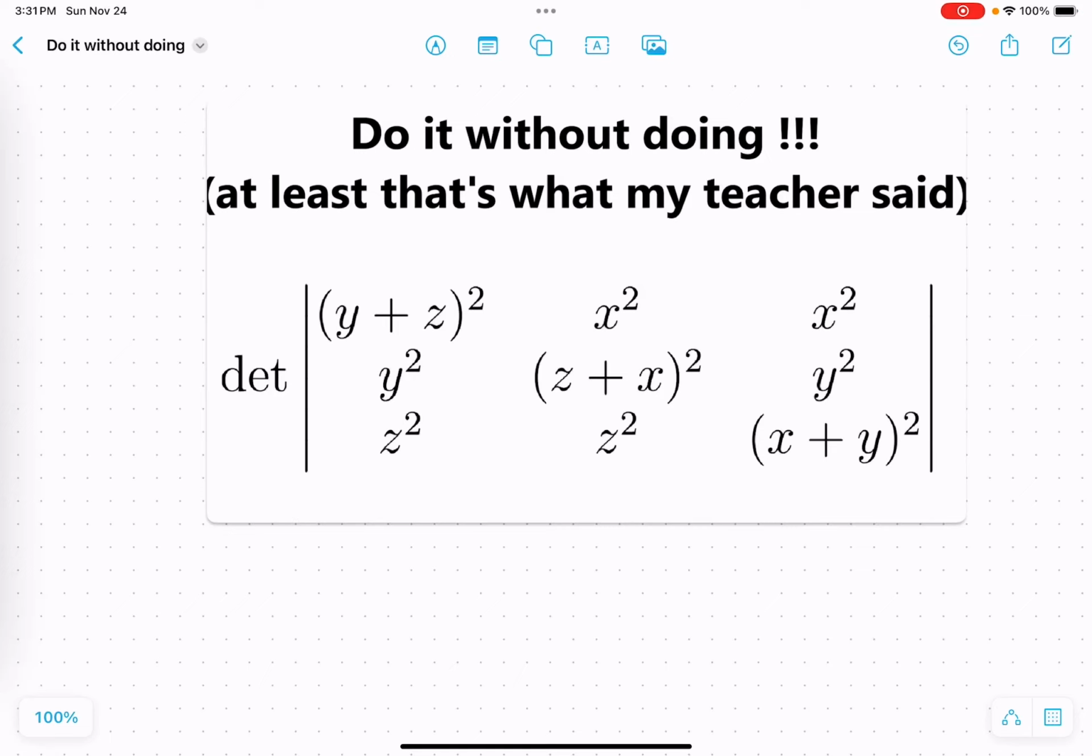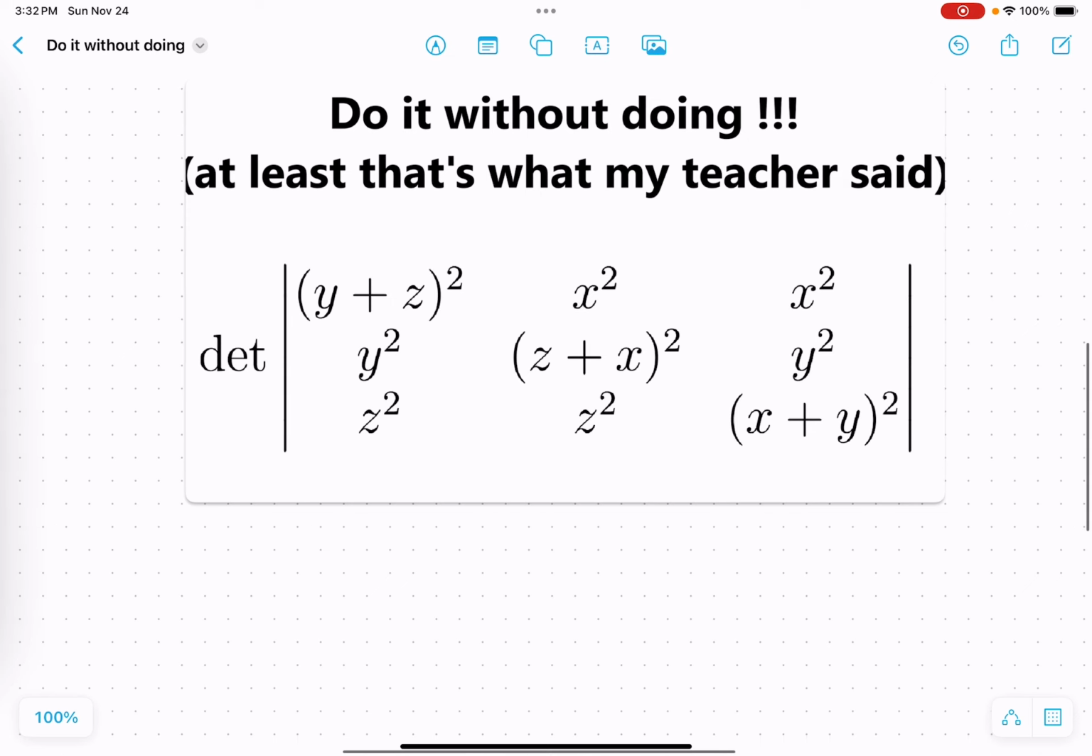Do it without doing. Okay, at least that's what my teacher said. It essentially means that they want us to evaluate this determinant without expanding, right? By using some ideas. Let's say you might want to use row operations, or there might also be other ideas. Most of the time we evaluate determinants using row operations, and they tend to be pretty helpful.